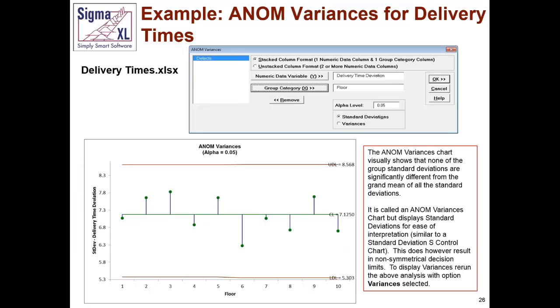So this is an example using Anom variances for delivery times, and nothing is significant, and that also matches the Bartlett's test. So we do have equal variances. You can choose between standard deviations and variances. That's just a display. If you prefer to see your results in standard deviations, it'll display standard deviations. If you check variances, it will show as variances.